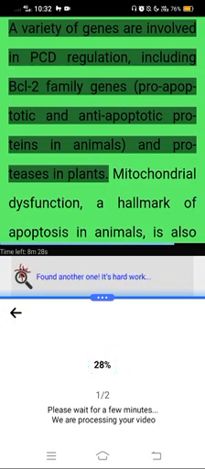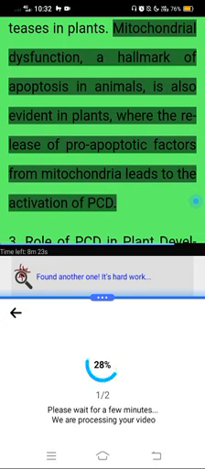A variety of genes are involved in PCD regulation, including BCL2 family genes, pro-apoptotic and anti-apoptotic proteins in animals, and proteases in plants. Mitochondrial dysfunction, a hallmark of apoptosis in animals, is also evident in plants, where the release of pro-apoptotic factors from mitochondria leads to the activation of PCD.